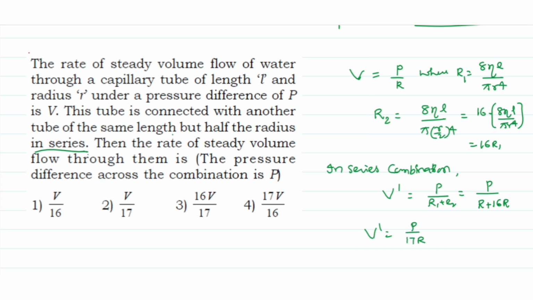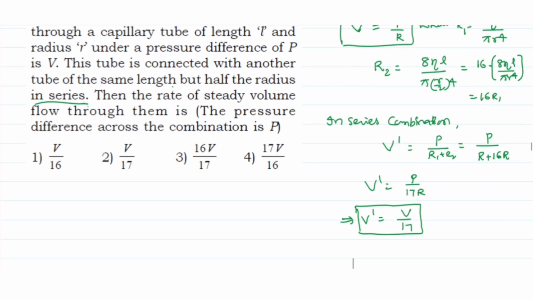Initially we saw V equals P by R. So V dash equals, instead of P by R, you substitute V, divided by 17. So the volume flowing across the combination is 1 by 17 times of its original volume.